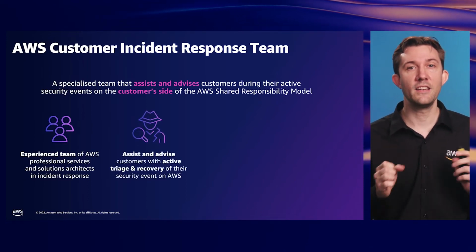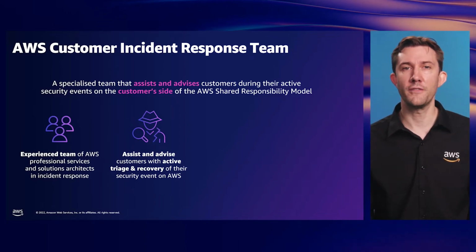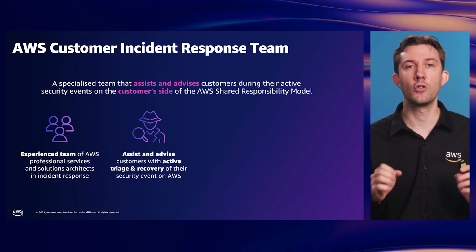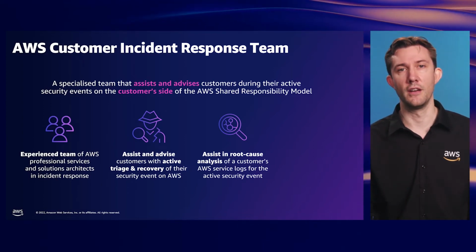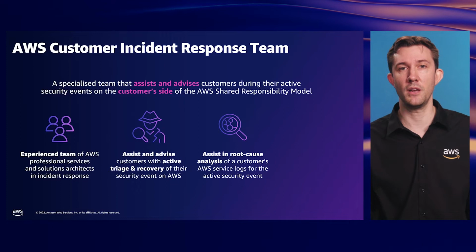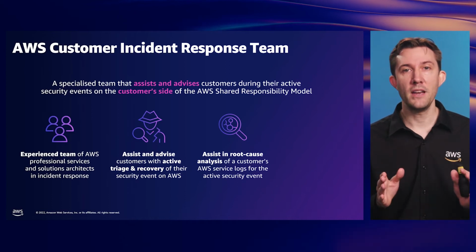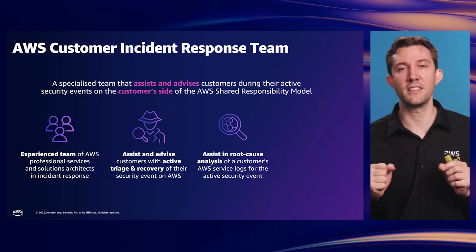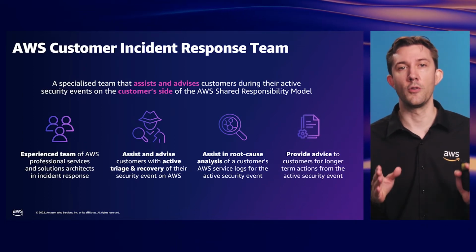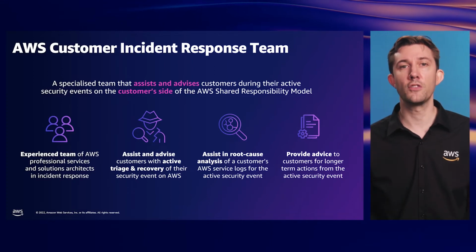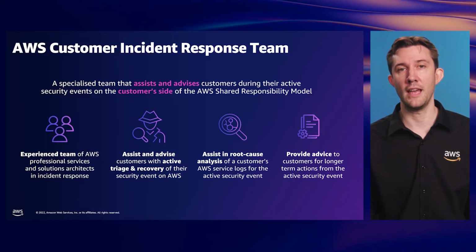So, AWS CIRT specializes in customer incident response on AWS. And when a customer has an active security event that they need help with, we will assist and advise that customer, normally focusing on triage, recovery, and root cause analysis of their security event. We're not here to run a customer's security event. It remains on their side of the shared responsibility model. You can think of AWS CIRT more like an additional pair of hands from AWS to help with a customer's existing incident response plans. And finally, AWS CIRT will also provide advice and recommendations focused on the longer-term strategy of trying to make sure that this event never happens again.